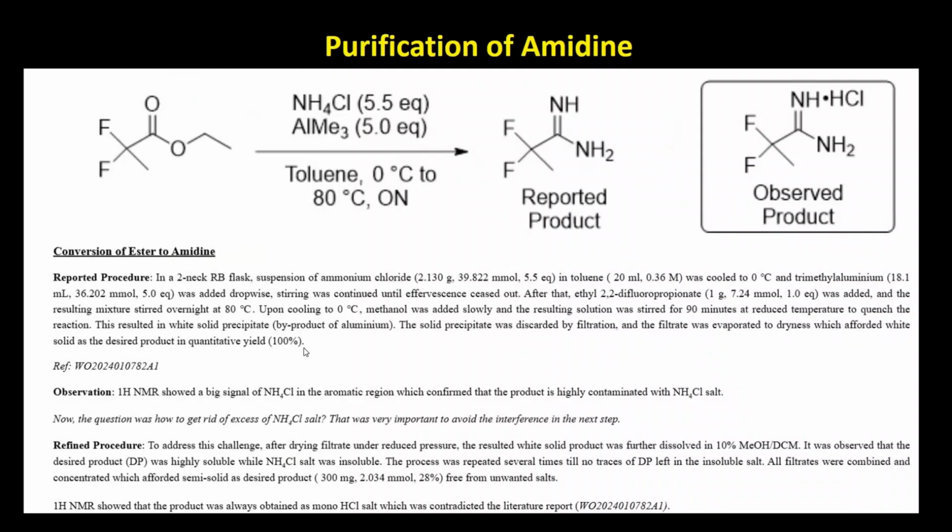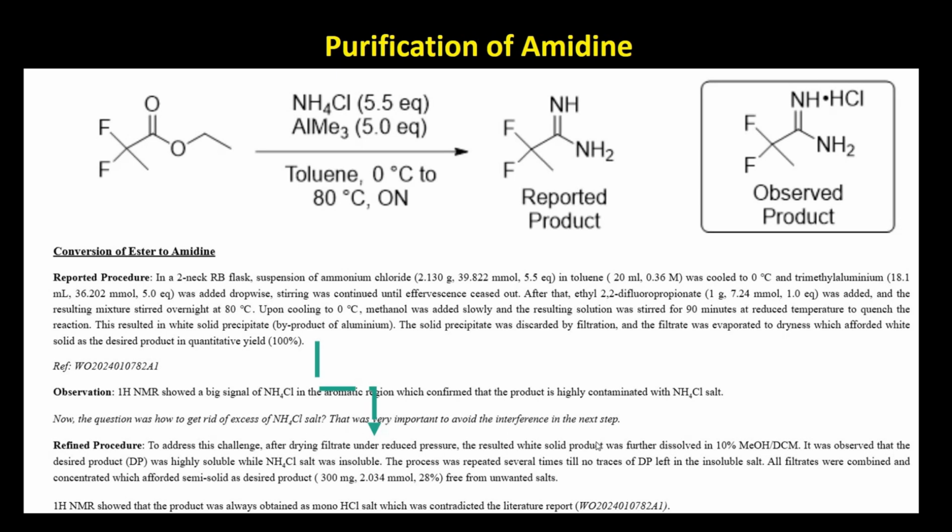So here I put the reported procedure and then the observation. In 1H NMR, we can observe big ammonium chloride signals in the aromatic region. Now the question is, how do we get rid of the excess ammonium chloride salt? So the refined procedure is that you take this white solid which you obtain after following this procedure. Please remember that whatever white solid you obtain after following this procedure is contaminated with ammonium chloride. So we are going to understand how to get rid of that ammonium chloride salt.